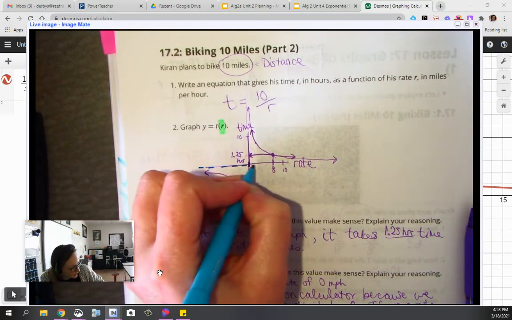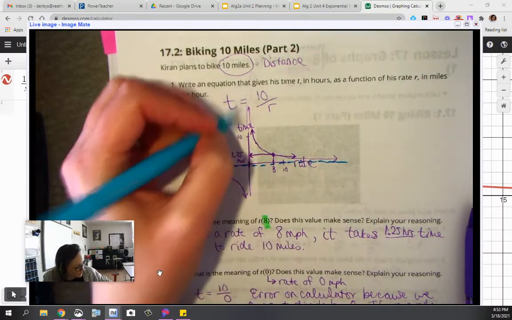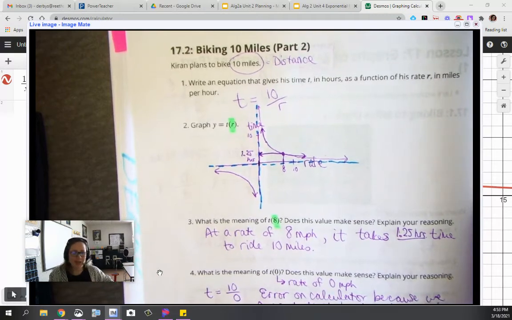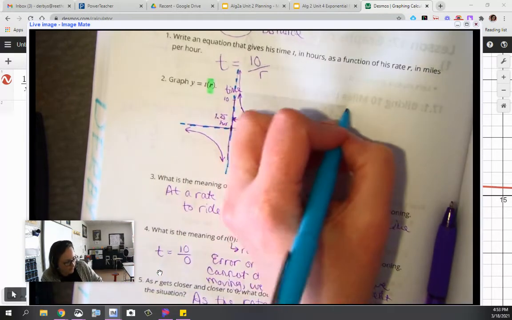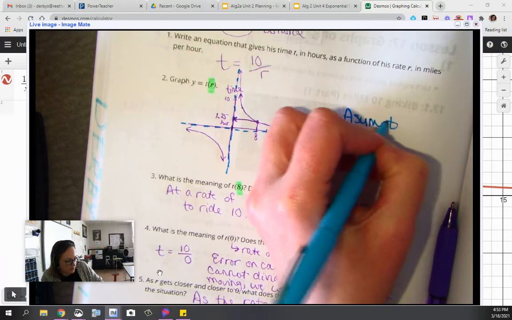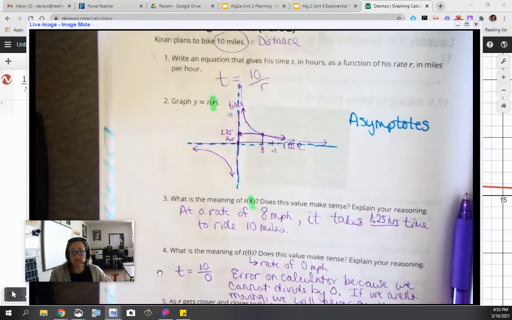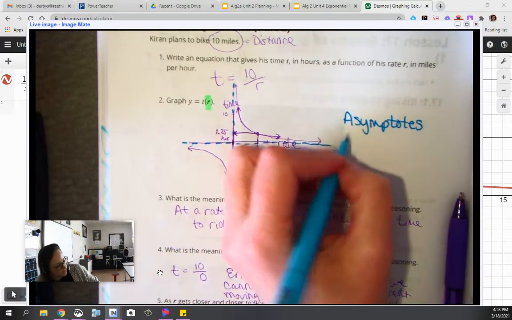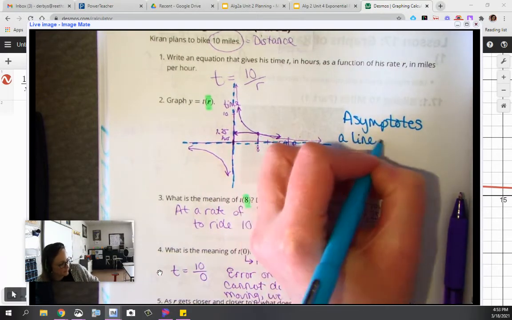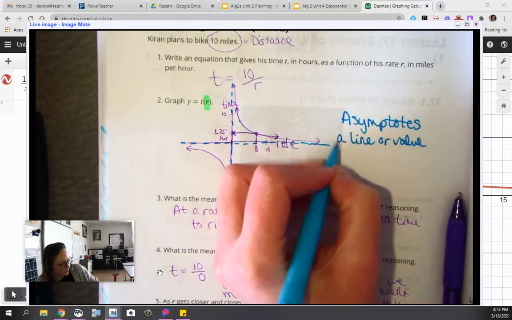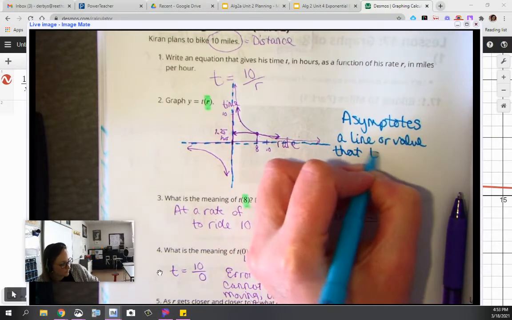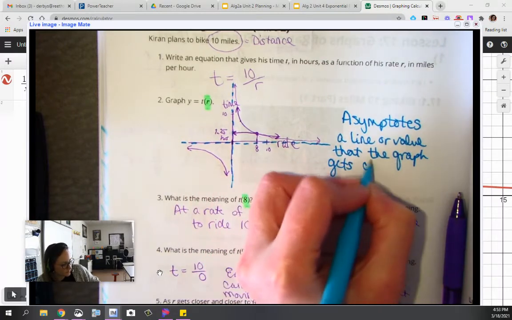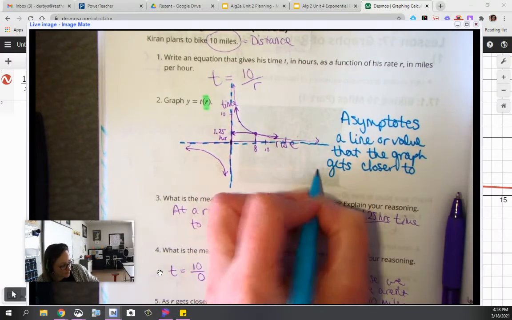What I'd like you to write as an idea here is that we have two items that are called asymptotes. We have two asymptotes in here. And the definition of an asymptote is a line or value that the graph gets closer to but never touches.